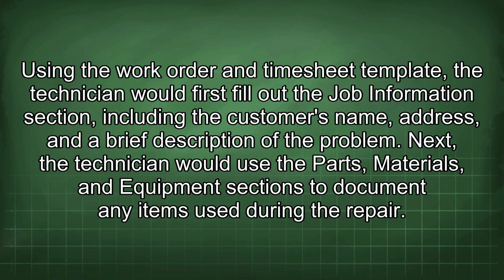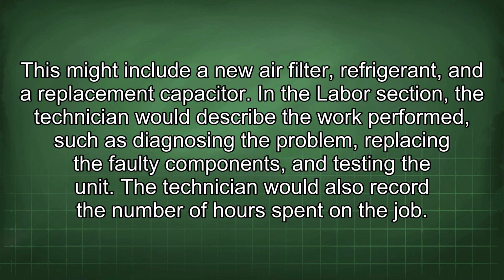Next, the technician would use the parts, materials, and equipment sections to document any items used during the repair. This might include a new air filter, refrigerant, and a replacement capacitor. In the labor section, the technician would describe the work performed, such as diagnosing the problem, replacing the faulty components, and testing the unit. The technician would also record the number of hours spent on the job.